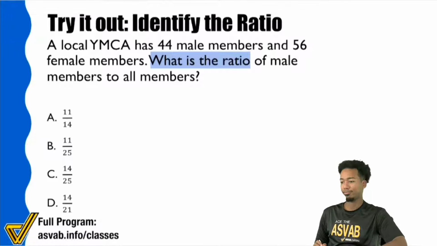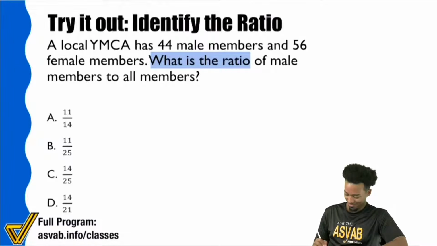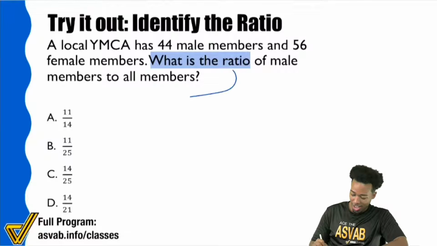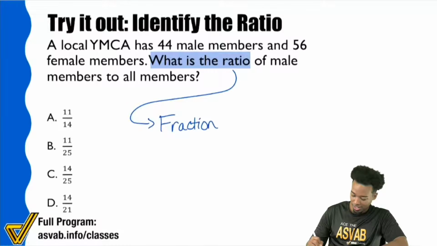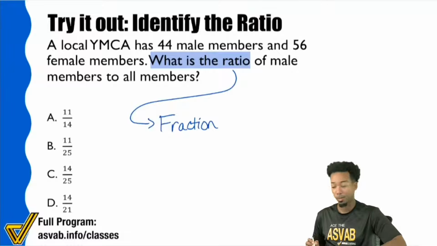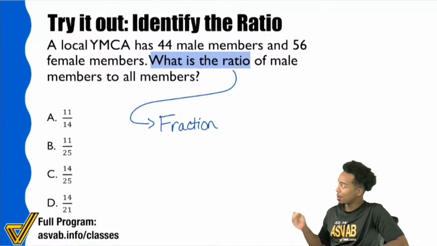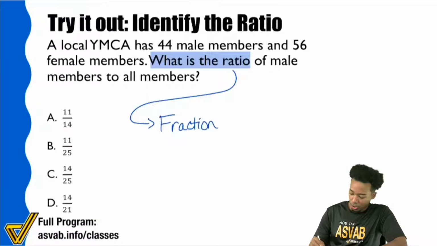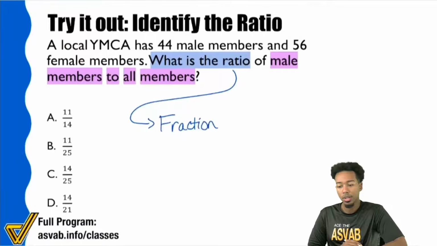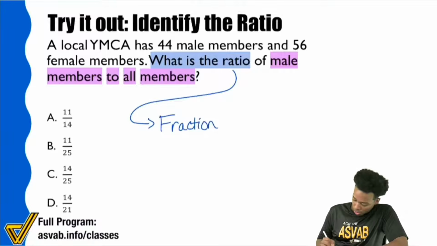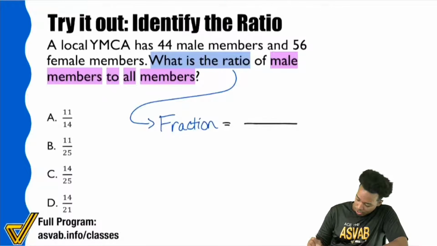Quick question, everybody. What's another word for ratio? Correct, fraction. Let's write that down, nice and pretty, even though my handwriting is garbage. But okay, fraction. Then here it says the ratio or fraction of male members to all members. So it looks like we need a fraction that compares, like we said, the male members to all members.